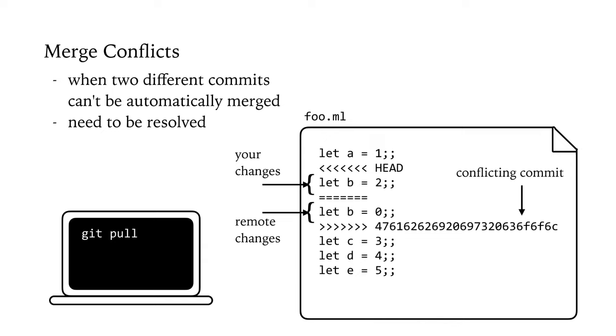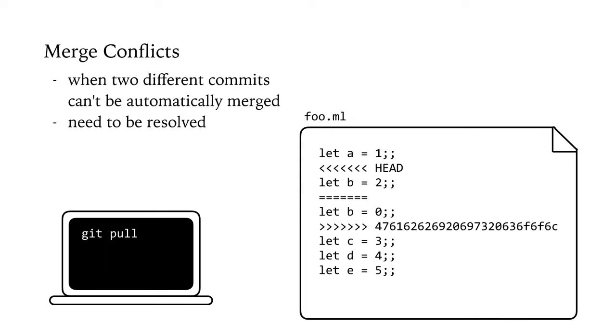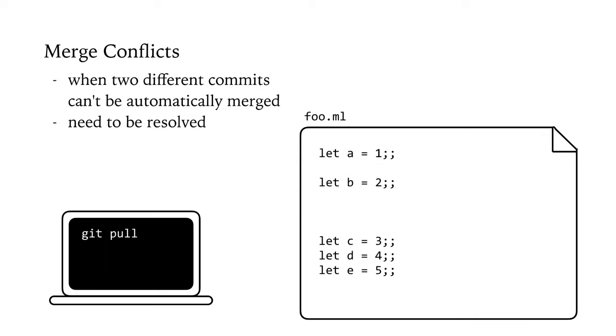And everything after the line of equal signs and above the line of greater than signs, followed by a sequence of seemingly random numbers and letters, is the version that we're trying to merge with that's causing problems. It's our job to pick which version of the code we want, or maybe edit it to be a combination of both, and then get rid of the lines we don't want, along with deleting those conflict markers.